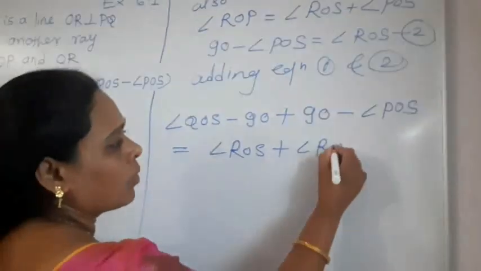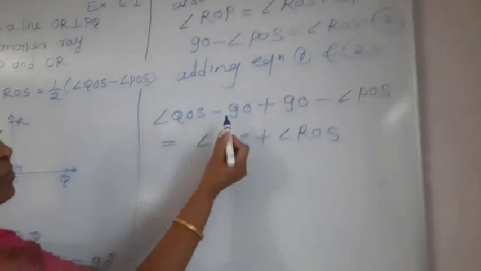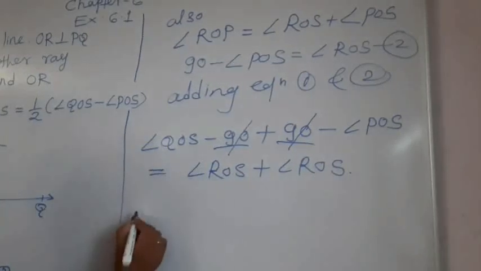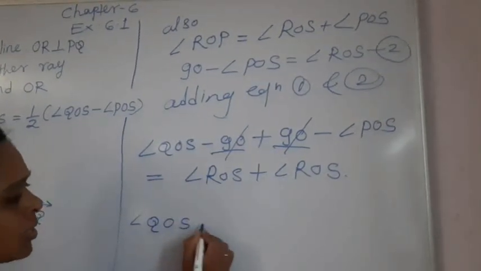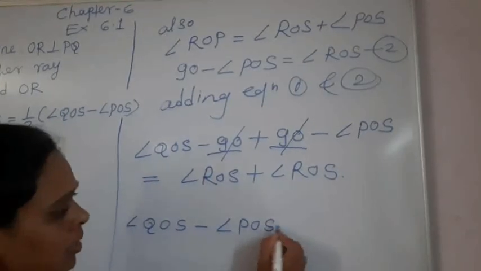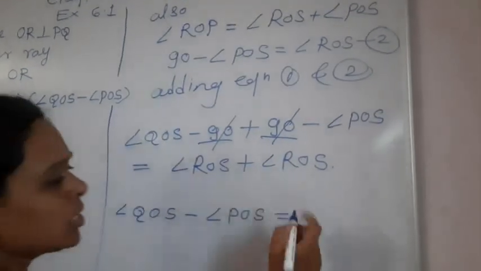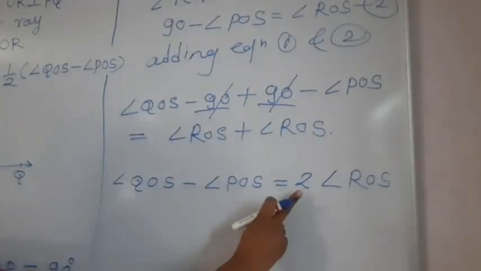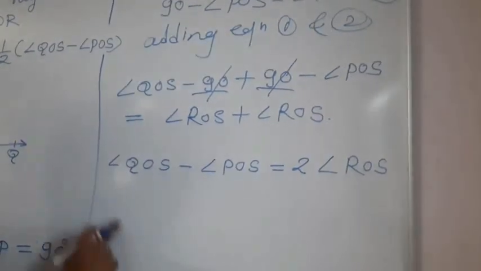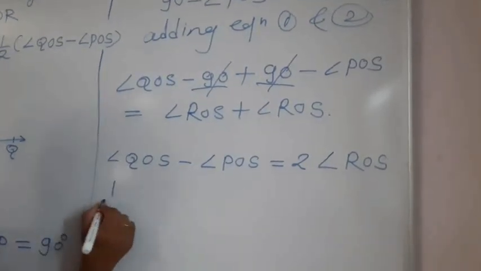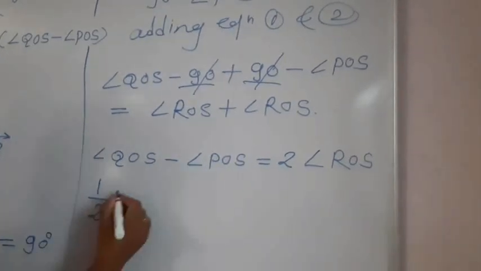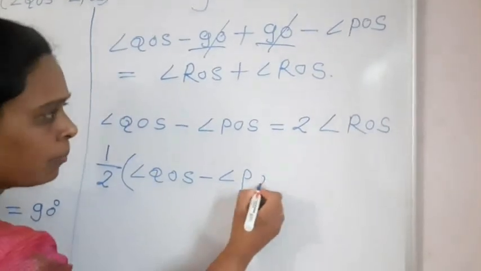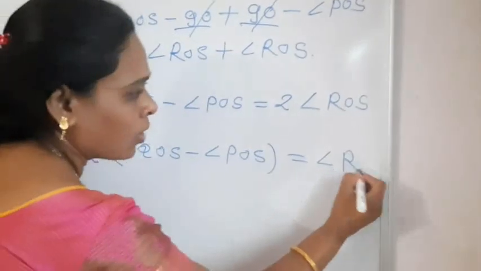plus angle ROS. Now here this minus 90 and plus 90, both values get cancelled. The remaining term is angle QOS minus angle POS is equal to ROS plus ROS. It becomes twice ROS. Now here shift this value, it is in multiplying form. If you convert it to the other side, it will be in division, means 2 becomes 1 by 2 on the other side. Enclose the bracket. QOS minus angle POS is equal to angle ROS.